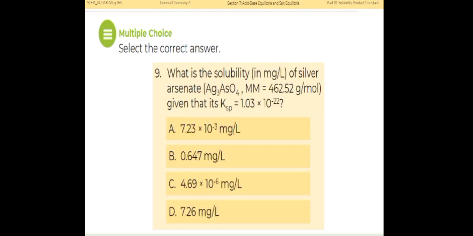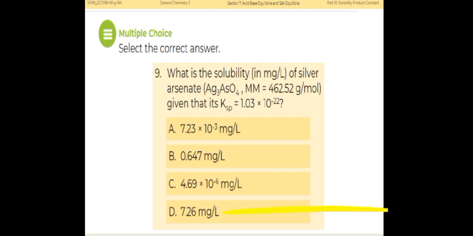Proceeding to number 9. What is the solubility in milligrams per liter of silver arsenate, which has the total molar mass of 462.52 grams per mole, given that its Ksp is equal to 1.03 times 10 raised to negative 22? Is it A, or is it B, C, or letter D?